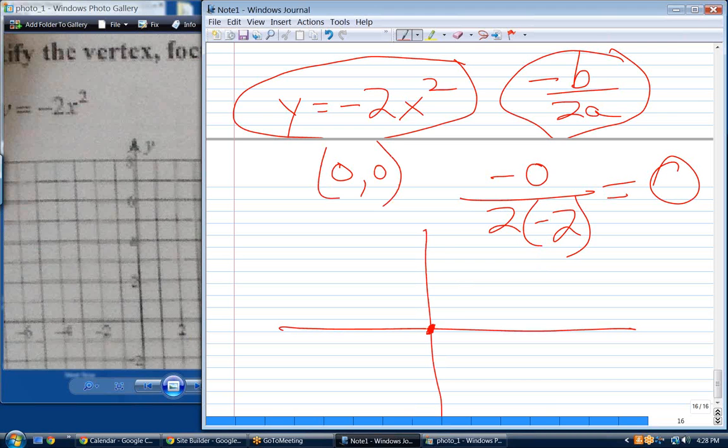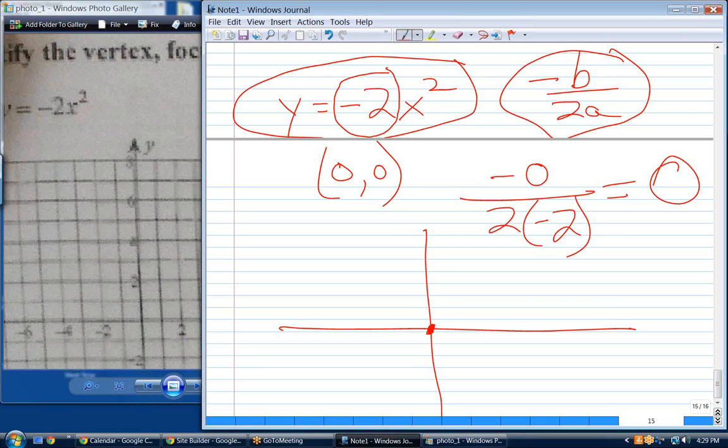The focus doesn't really help you to graph it, nor does the directrix. But what does help us to graph it is to see this -2. What's the consequence of the negative sign? It's a reflection about which axis? Is it the Y or the X?